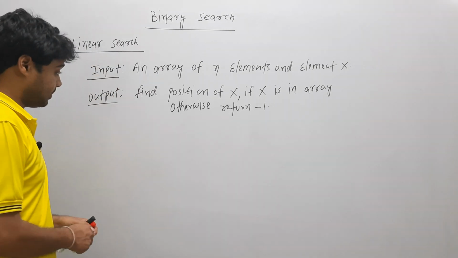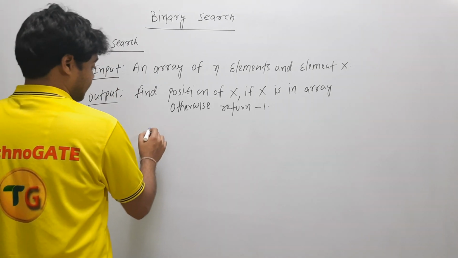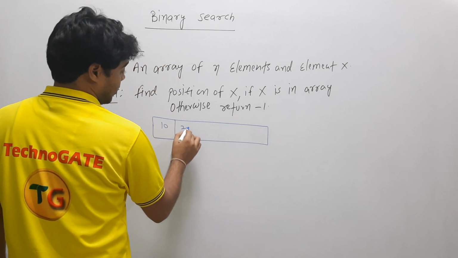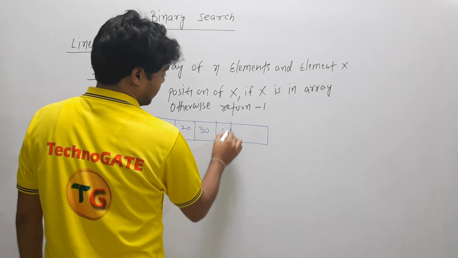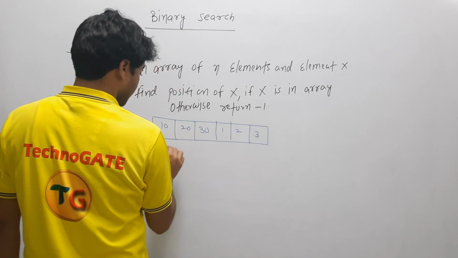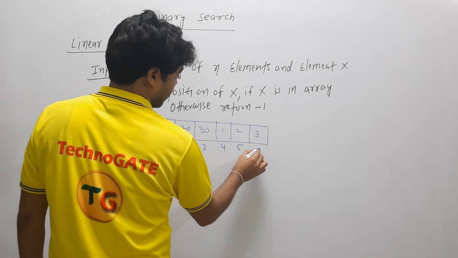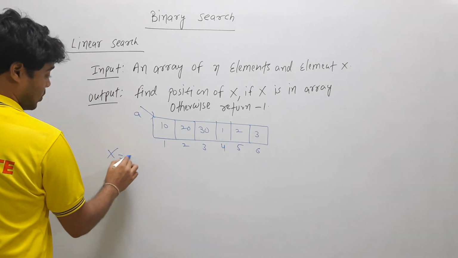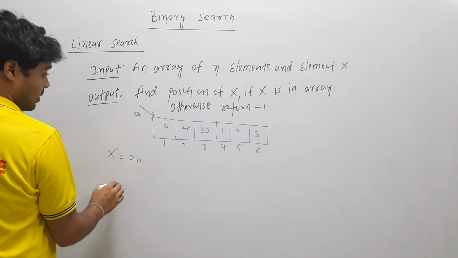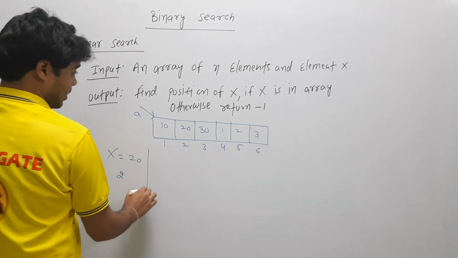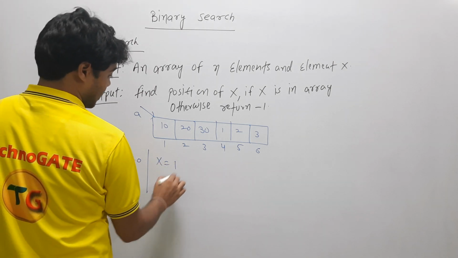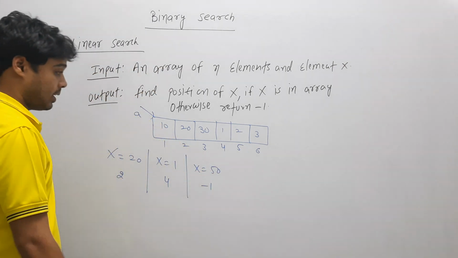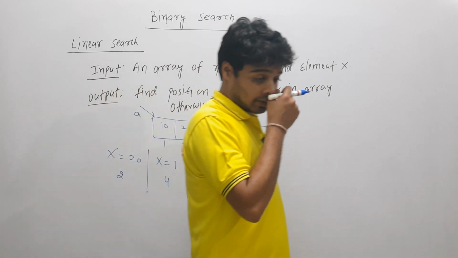Let's see this. Suppose this is the array: 10, 20, 30, 1, 2, 3. If x is 20, the position is 2. If x is 1, the position is 4. If x is 50, the position is -1, which is returned. So this is the concept.